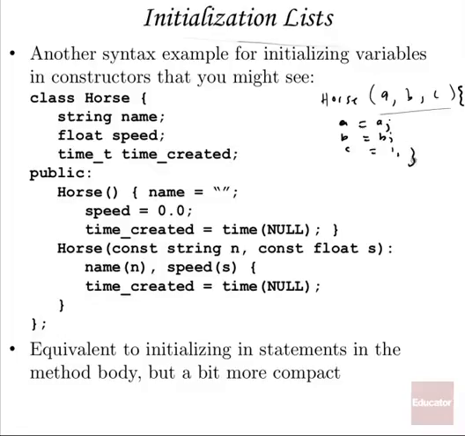Well, for constructors, there's a little shortcut that you can use called the initialization list. So we have string n, constant s, and we'll have the colon. This is where we're starting our initialization list, and the name will be initialized to the parameter. And then we have a comma, and then the speed is initialized to the next parameter, which is s. And of course, our time created is still set equal to null.